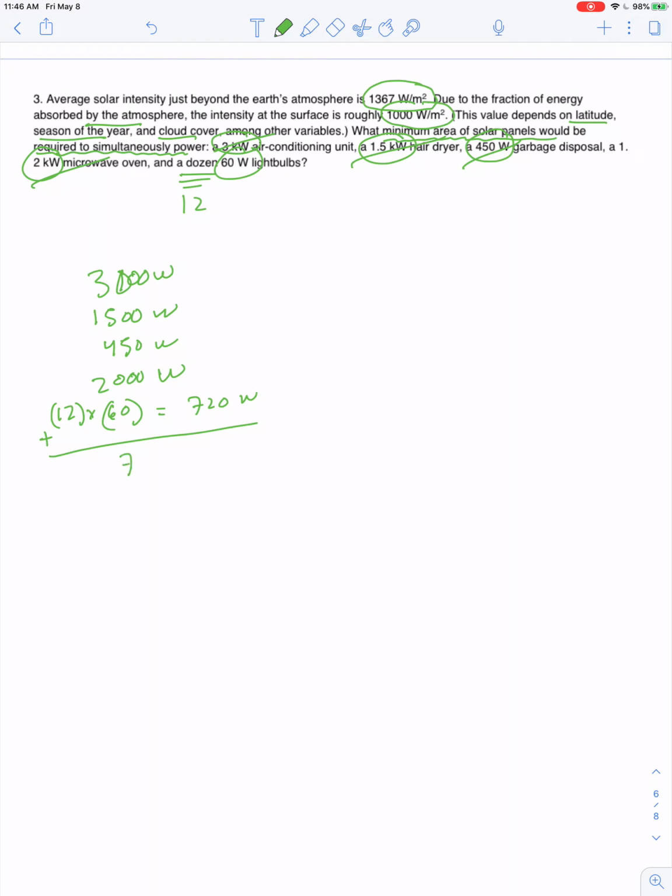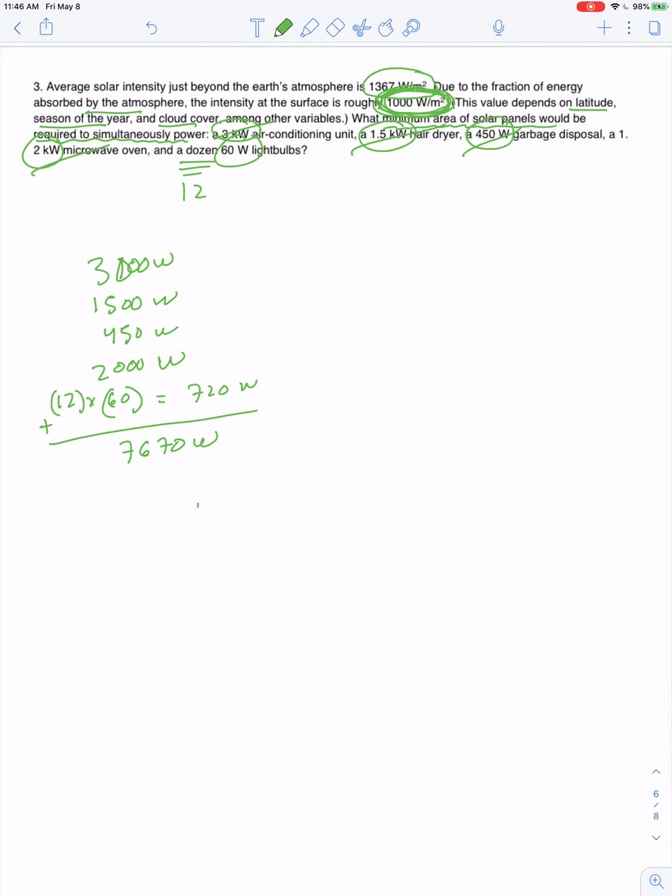We get a total of 7,670 watts. And so let's assume the best case scenario where you can get the full 1,000 watts per square meter at the surface of the Earth. So intensity is power over area, and we're asked to find what minimum area of solar panels. So the area is equal to power divided by intensity. So 7,670 watts divided by 1,000 watts per square meter just gives us 7.67 square meters.